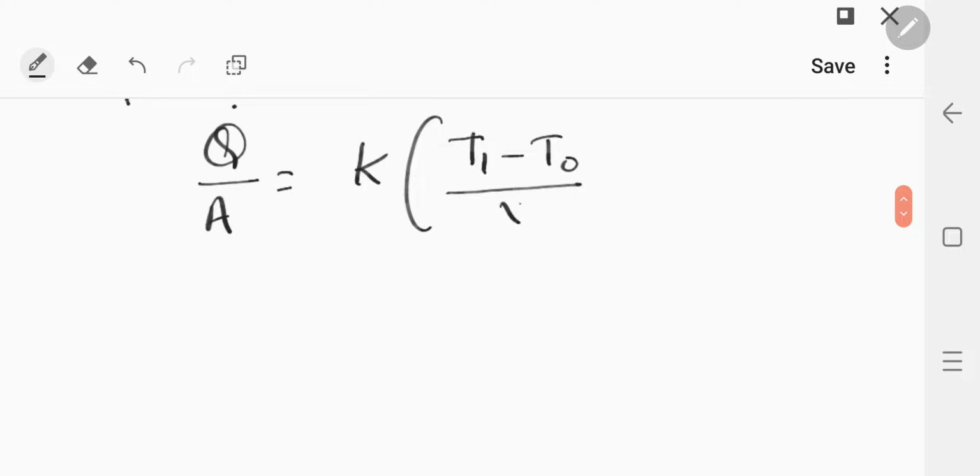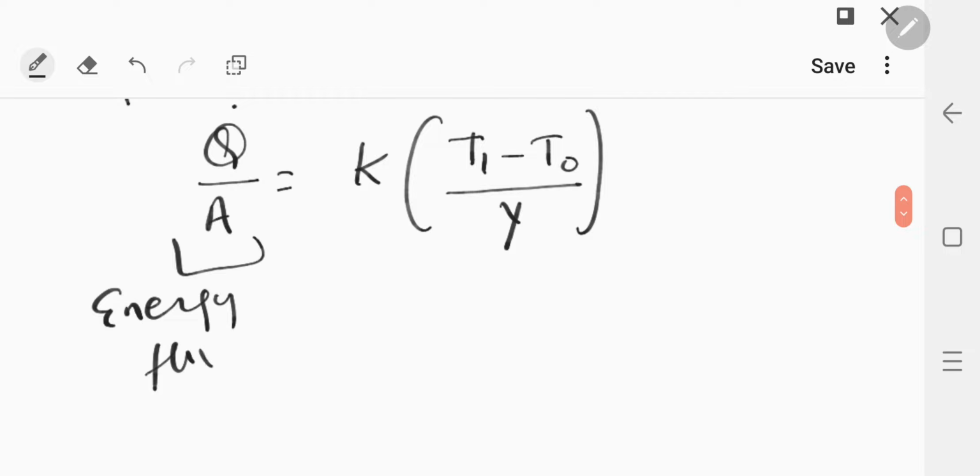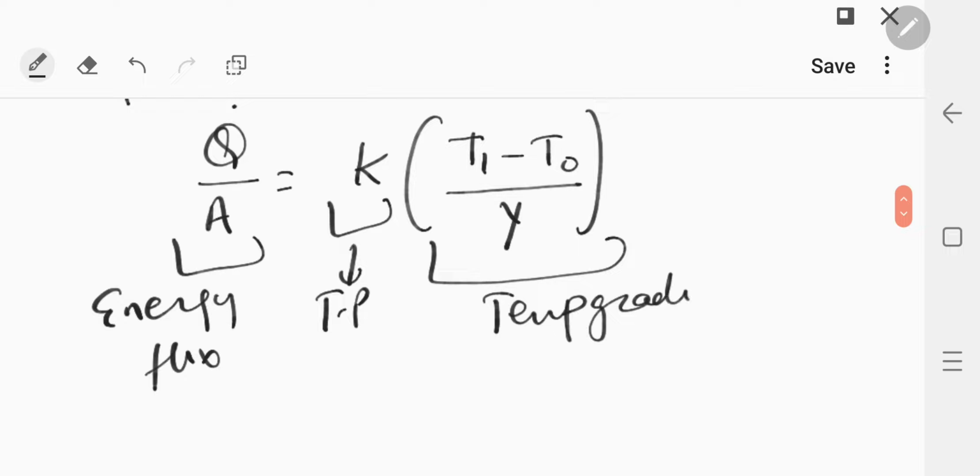Or at a macroscopic level, we can also represent it as heat transfer rate per unit area is nothing but k times the temperature difference between both the plates separated by a distance y. So we can say that this is your energy flux and that's your transport property, and this is the temperature gradient. So this is all about your Fourier law of heat conduction.